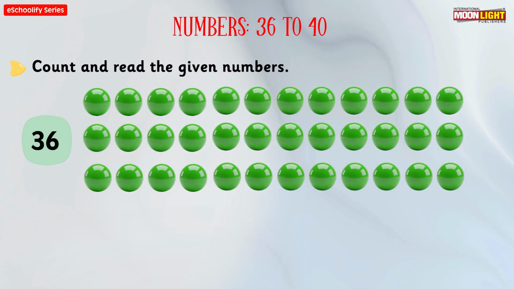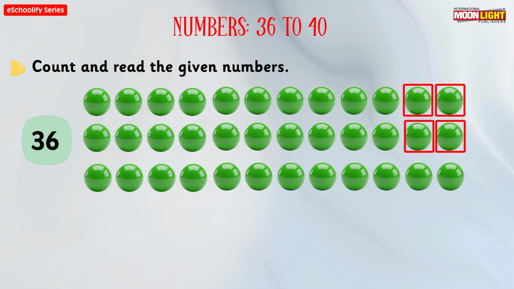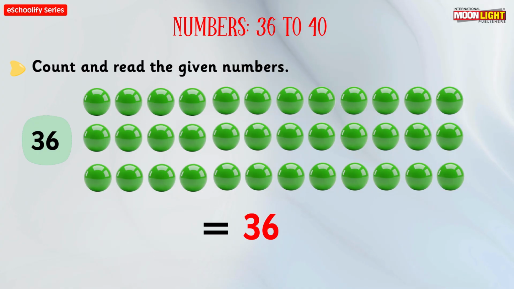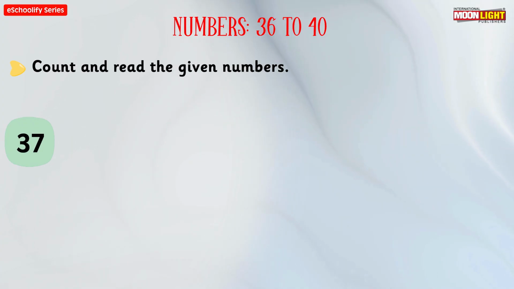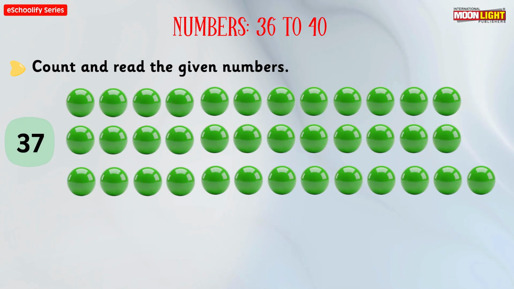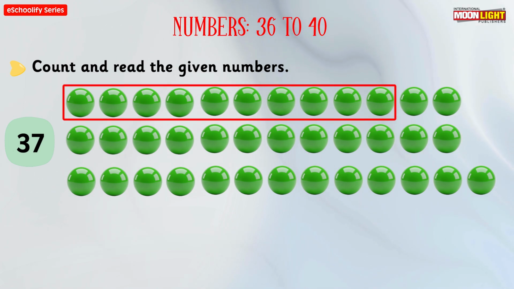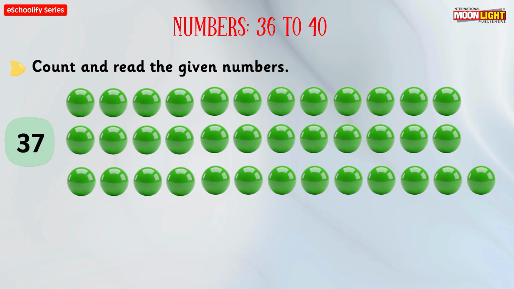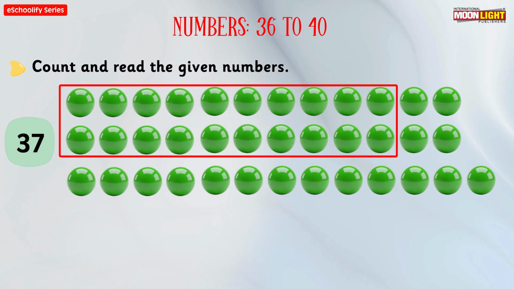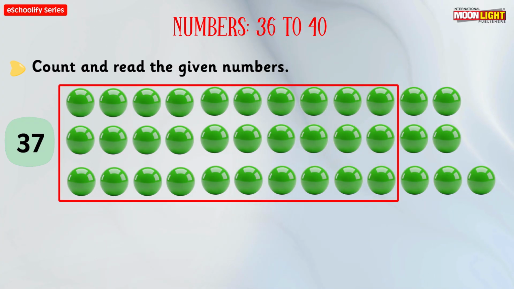How many ones are there? 1, 2, 3, 4, 5, 6. 36. The next number is 37. How many tens are there and how many ones are there in 37? 1, 2, 3. There are 3 tens. 10 and 10, 20. 20 and 10, 30.